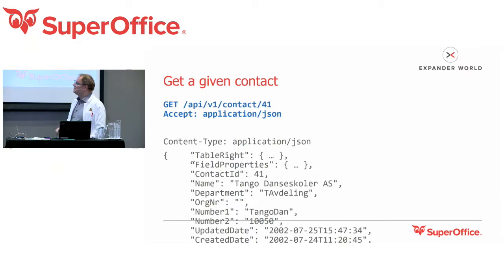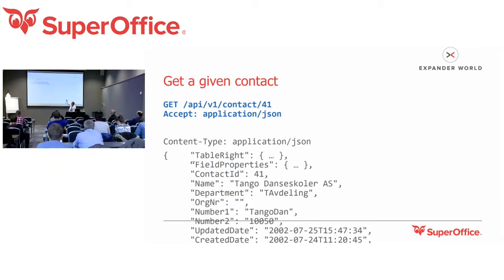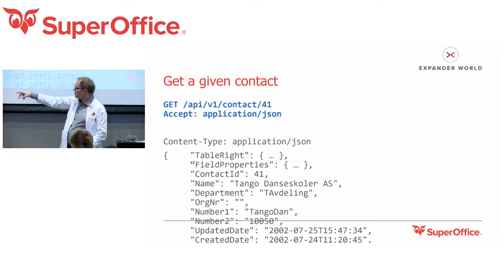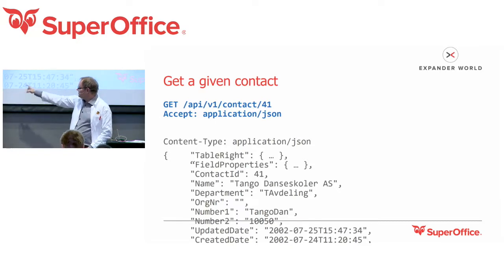So if we get a particular contact, get contact 41, we get back a JSON object because we asked for JSON. And it's essentially the same entity as you would get from the WCF. It has a table right object or a table right property, field properties, and then all the fields that you know and love from the SOAP API are here, just as nice little strings instead. So it's name, department, and so on. Created in 2002, updated 2002, and so on.